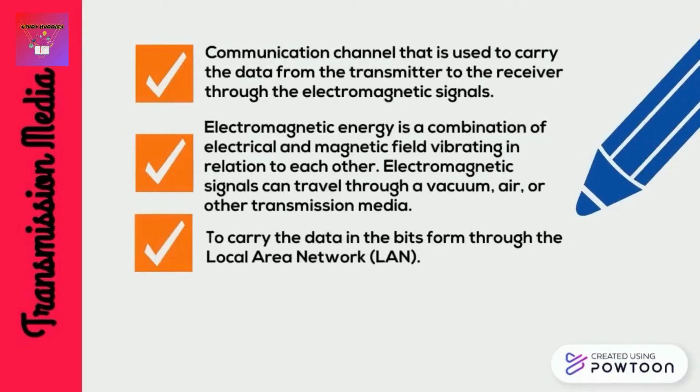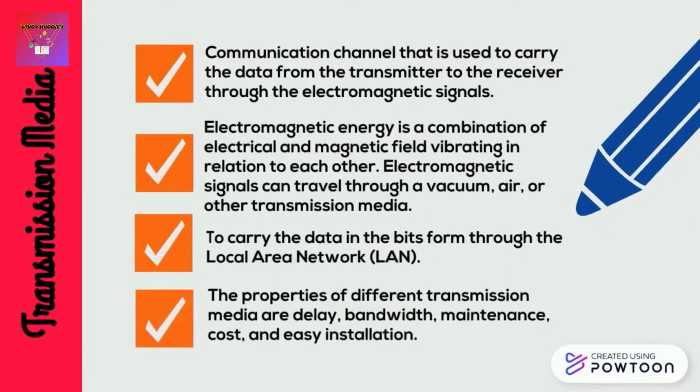For instance, in a copper cable network, the bits are in the form of electrical signals, whereas in a fiber network, the bits are available in the form of light pulses. The quality as well as the characteristics of data transmission can be determined from the characteristics of the medium and signal. The properties of different transmission media are delay, bandwidth, maintenance, cost, and easy installation.